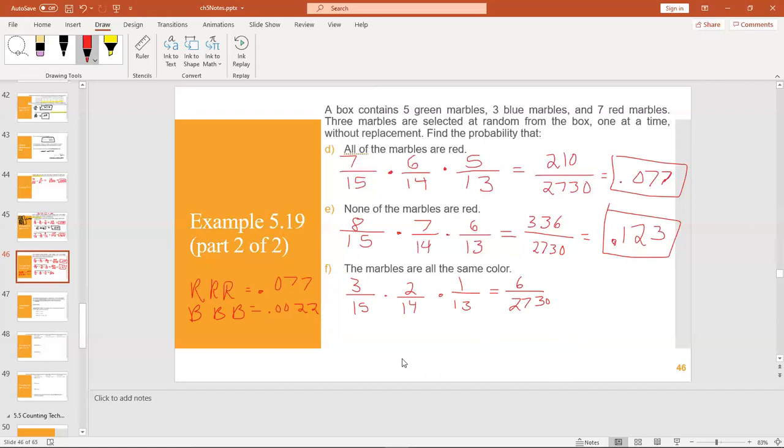And then last but not least, for 3 greens, there's 5 for the first pick out of 15. There is 4 for the second pick out of 14. And there is 3 for the last pick out of 13. That's going to give you 60 out of 2730.